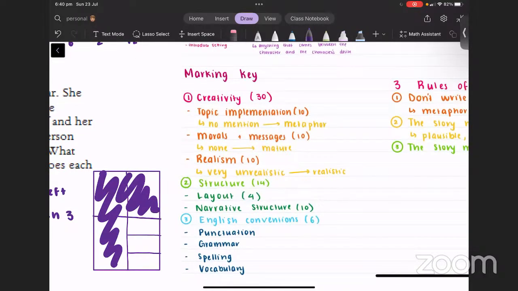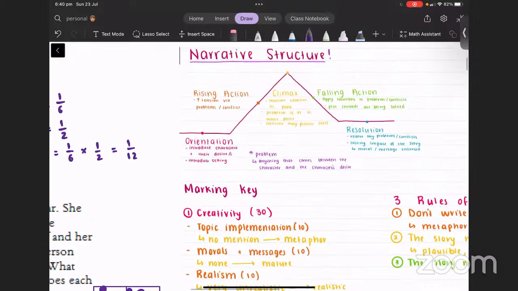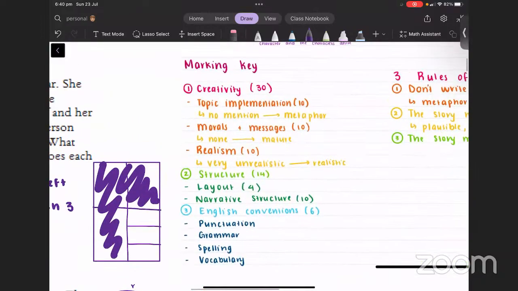Then narrative structure, that's just having your orientation, rising action, climax, falling action, resolution. There are 2 marks for each of those. If your time management is not that great and you don't get to finish your story, then you might miss out on a few marks from narrative structure.